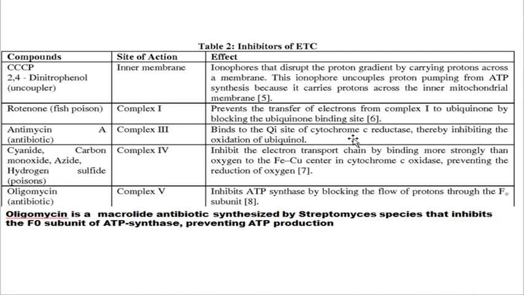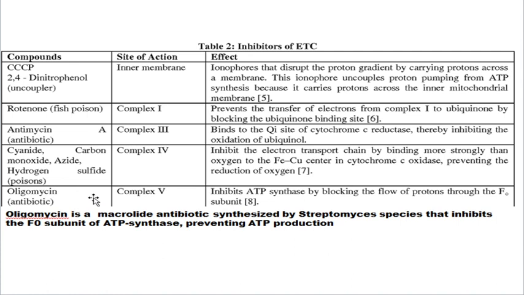Antimycin A will be binding to cytochrome C reductase, whereas cyanide and all other poison compounds will be binding to cytochrome C oxidase. So cyanide prevents the reduction of oxygen, whereas antimycin A inhibits the oxidation of ubiquinone.